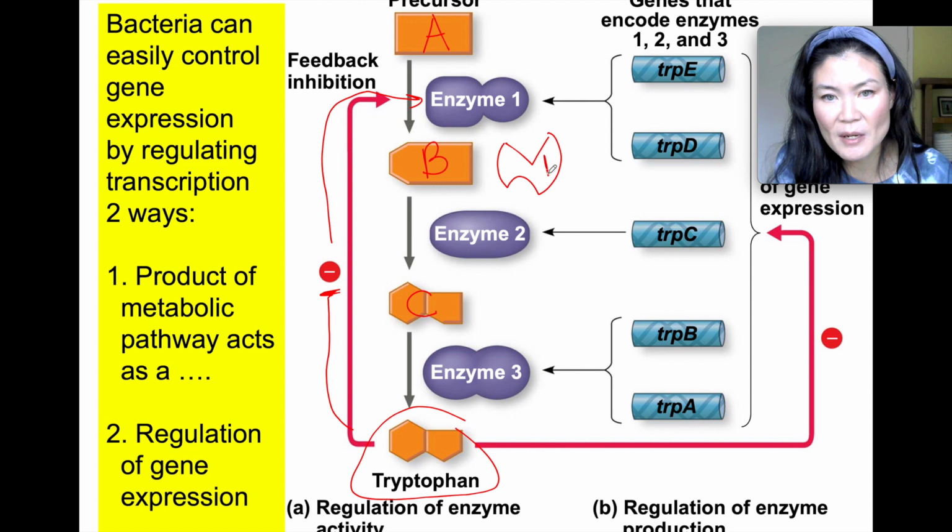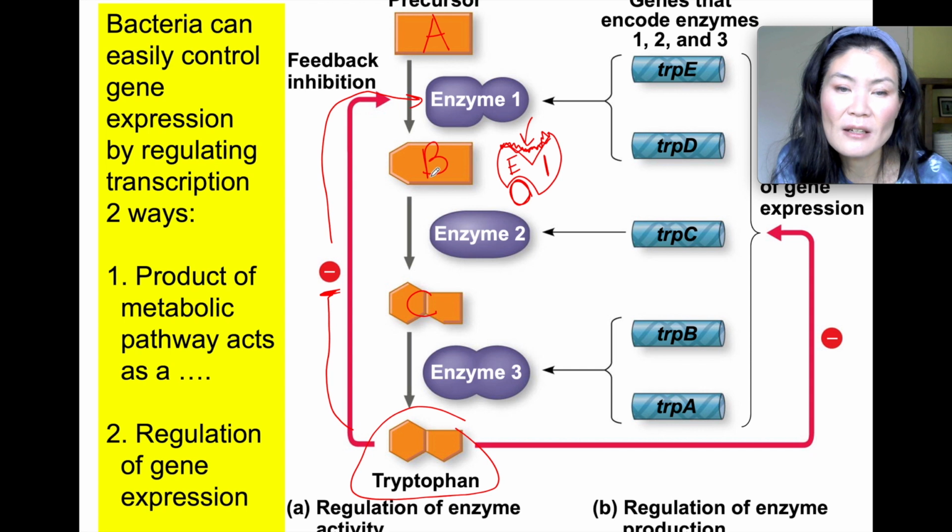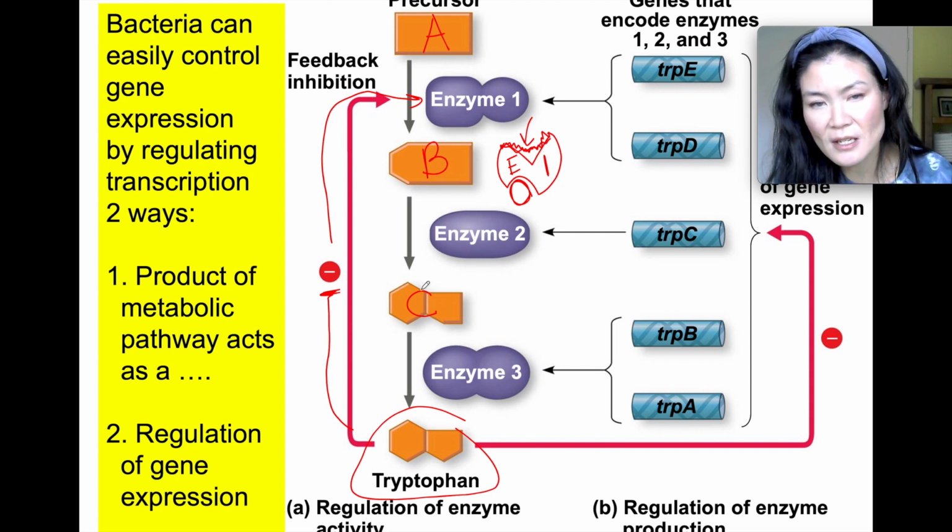Okay, so if this is enzyme number 1, E1, and there's tryptophan, tryptophan is going to bind somewhere other than this active site. That's the active site, and it's going to cause the active site to change shape. And when it changes shape, precursor or substrate A can no longer bind to the active site, and then we're not going to get substrate B, and then substrate B will not be able to turn into C. So this is called negative feedback.